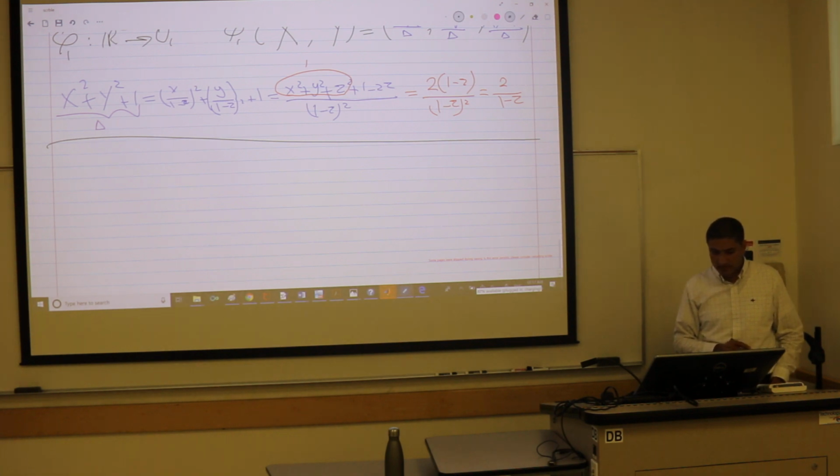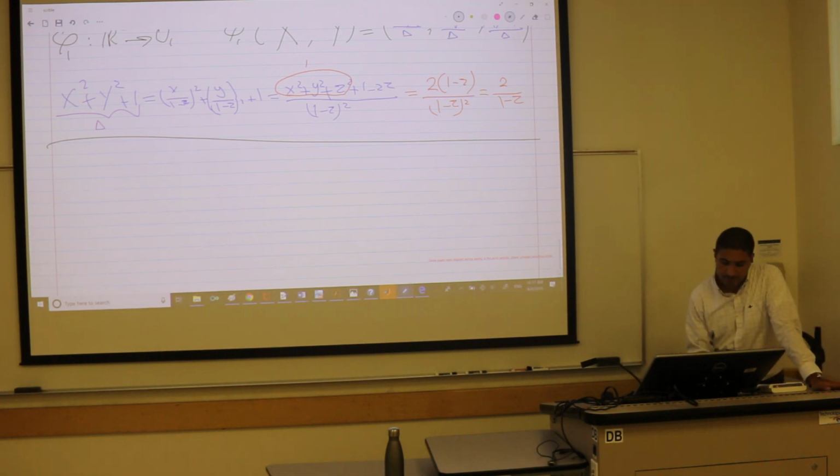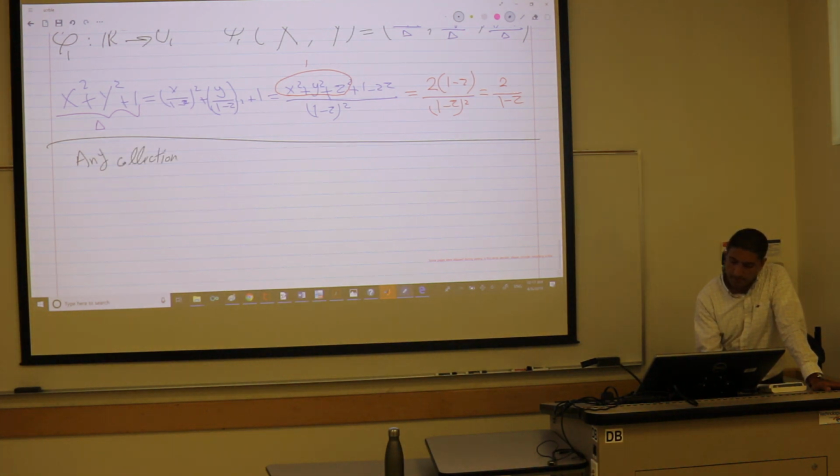Okay, so we'll have more examples for manifolds. Like any collection of rank k smooth functions on Rn, they form an n minus k dimensional manifold.